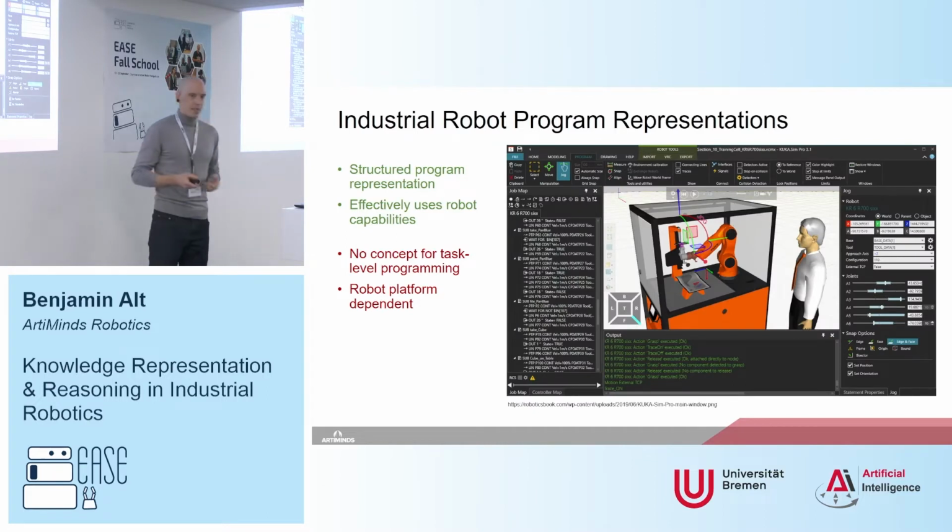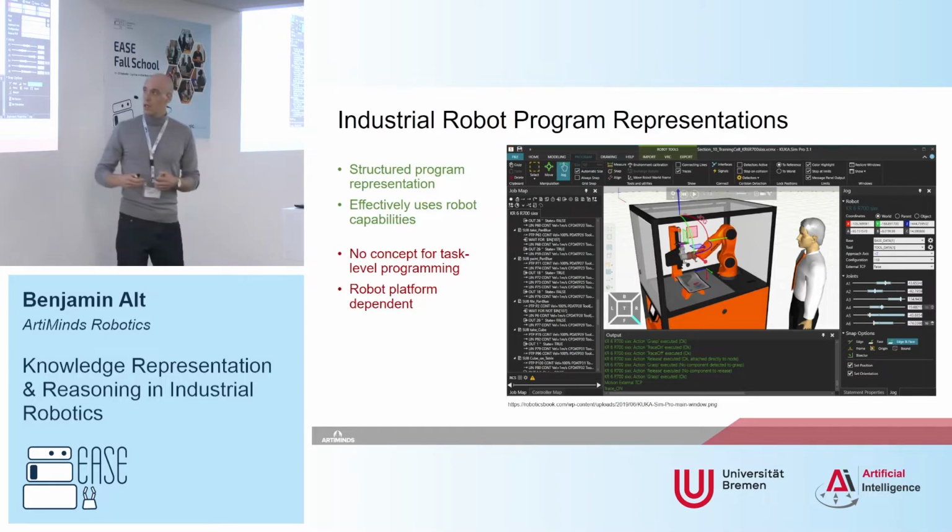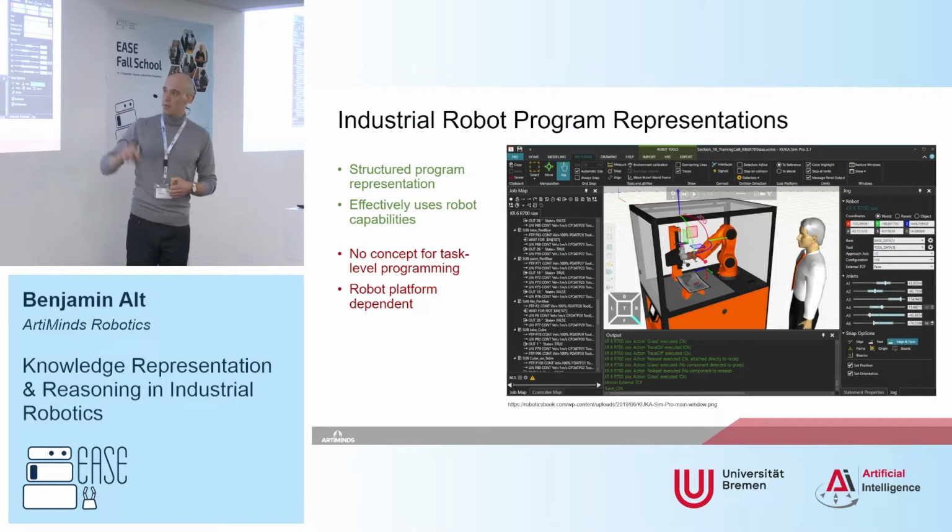Of course, it is getting better, and this is, for example, KUKA Sim Pro. You have these graphical ways of programming robots, and they do have structured program representations, so a bit more than raw text, that effectively use the robot's capabilities. However, you still don't have task-level programming, and they're still robot platform dependent. So I think we can do even better.